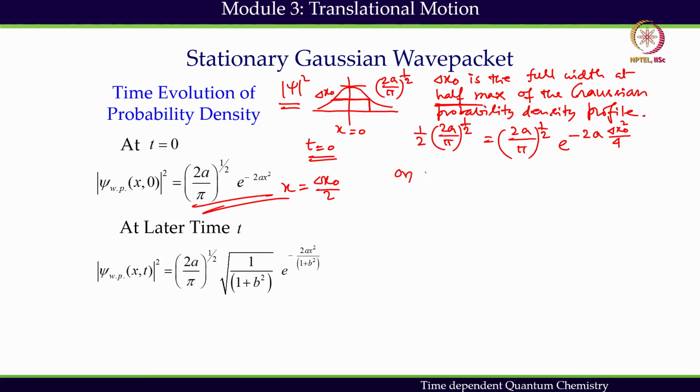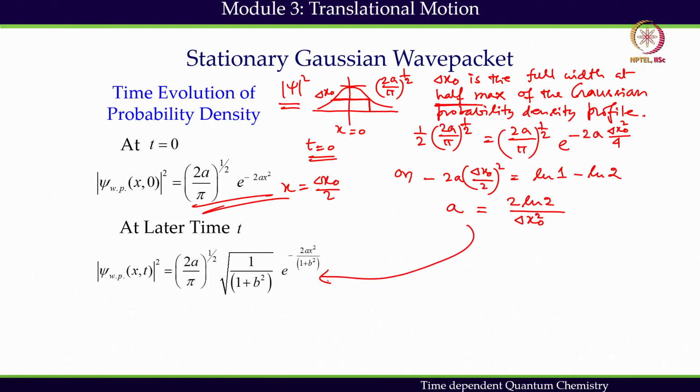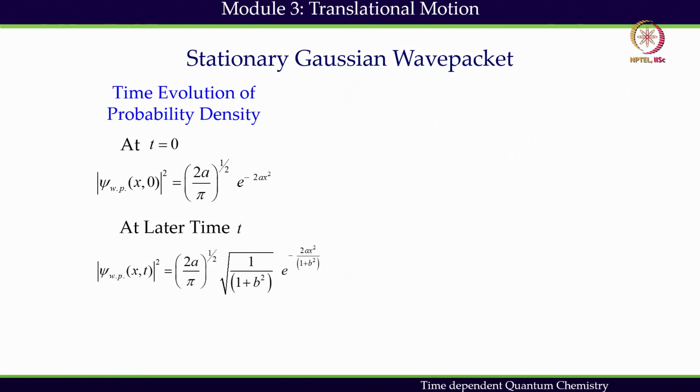Or I can get minus 2a delta x naught divided by 2 whole square equals ln 1 minus ln 2, or I can write down a equals 2 ln 2 by delta x naught square. I get the a value. Why do I need this a value? Because I have to then plug that in here so that I can get the final expression for the later time. What is going on at the later time?